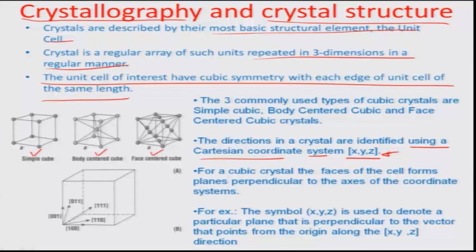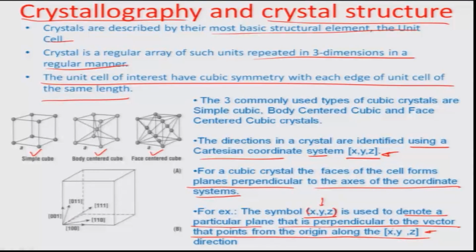For a cubic crystal, the faces of the cell form planes perpendicular to the axes of the coordinate system. For example, the symbol with round brackets (x, y, z) is used to denote a particular plane that is perpendicular to the vector that points from the origin along the x, y, z direction. If I say this vector right here is the [1 0 0] vector, the plane perpendicular to this vector would be known as the (1 0 0) plane. All such planes together are signified by the curly brackets {1 0 0}. So, all such planes of the type perpendicular to the direction [1 0 0] are given by {1 0 0}, and that is how you represent the directions of a crystal.